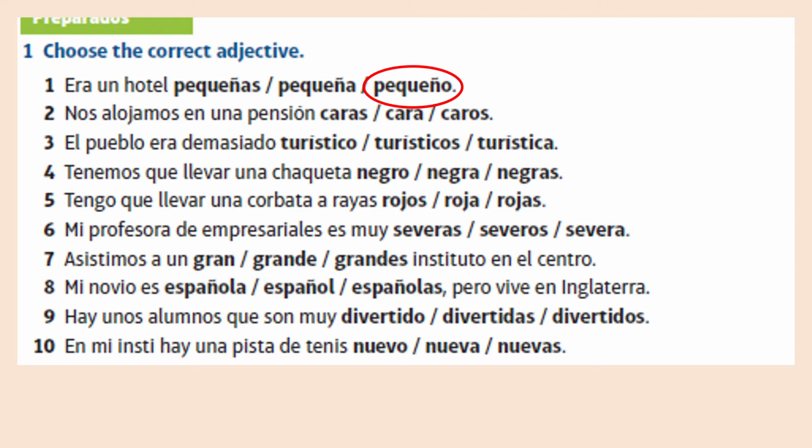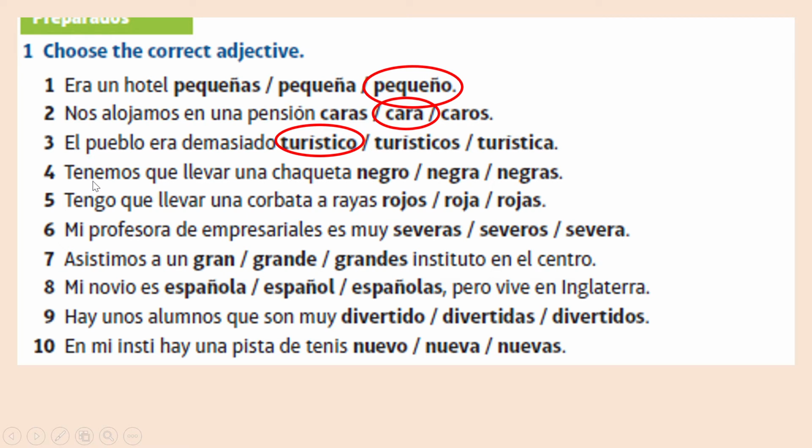Lovely. So, number 2. Nos alojamos en una pensión caros. It's going to be cara because, again, we have our indefinite article of una to be a. Pensión is a place where it's kind of like a hostel really, but a bit cheaper in Spain. Number 3. El pueblo era demasiado turística. Number 3 is going to be turístico because we have el pueblo. El being our clue, the definite article, masculine singular, meaning the.